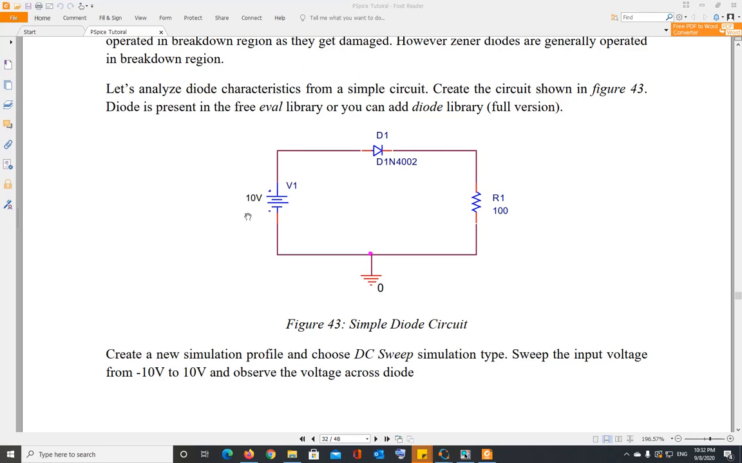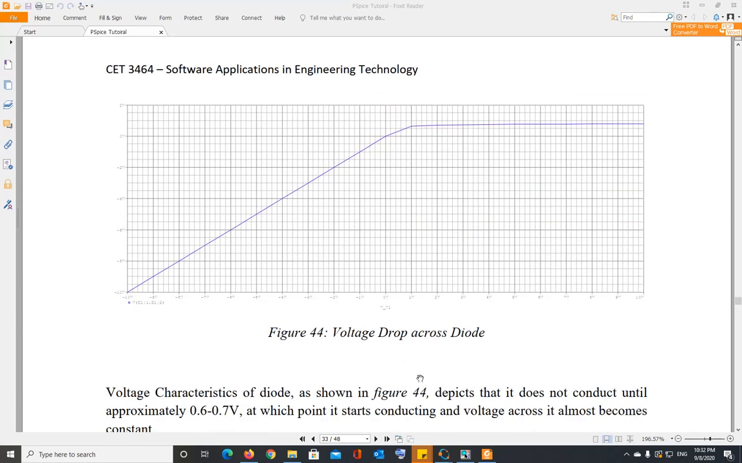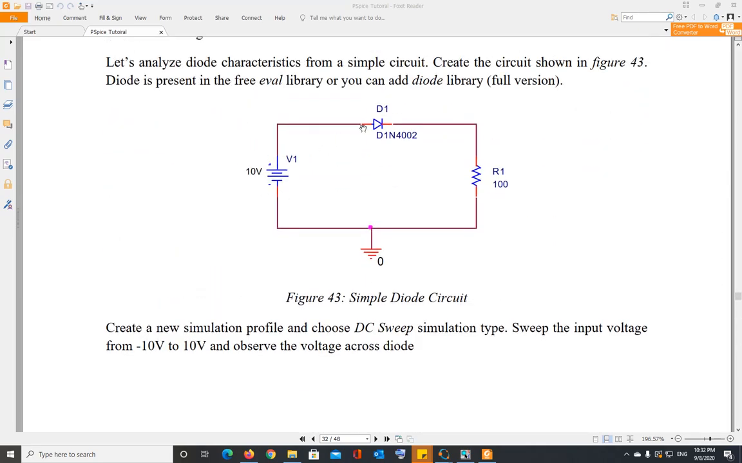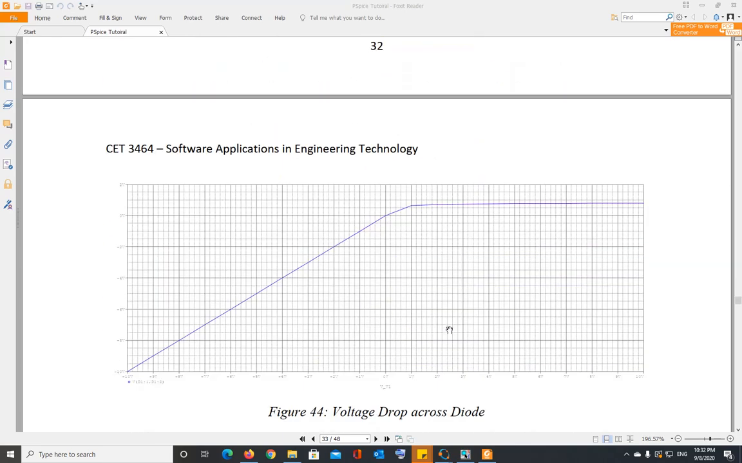Sweep the input voltage. So I'm sweeping the input voltage and I'm observing the voltage across the diode. The input voltage is going from negative 10 volts to 10 volts, and this is the input voltage V1. The blue line represents the voltage across the diode when you put the probe from node 1, which is here, to node 2, which is here. So from the positive side to the negative side of the diode.